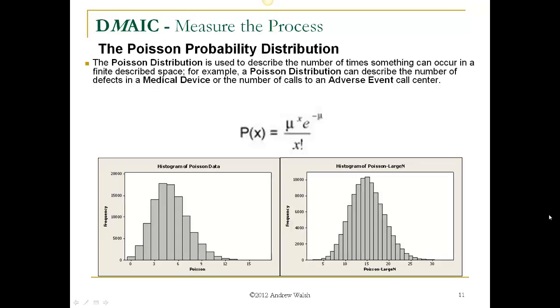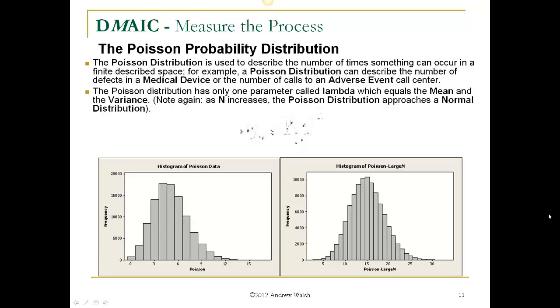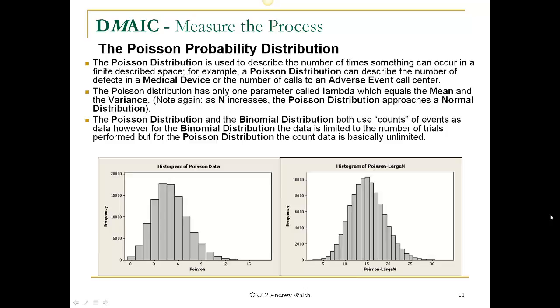The Poisson distribution is used to describe the number of times something can occur in a finite described space. For example, a Poisson distribution can describe the number of defects in a medical device or the number of calls that are coming into, let's say, an adverse event call center. The Poisson distribution has only one parameter called lambda, which is equal to the mean and the variance. Note again, as n increases, the Poisson distribution approaches a normal distribution in its appearance, even though it's not. Again, we need to know what kind of data we're dealing with.